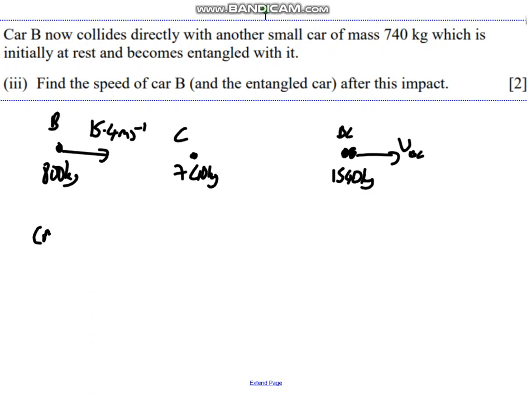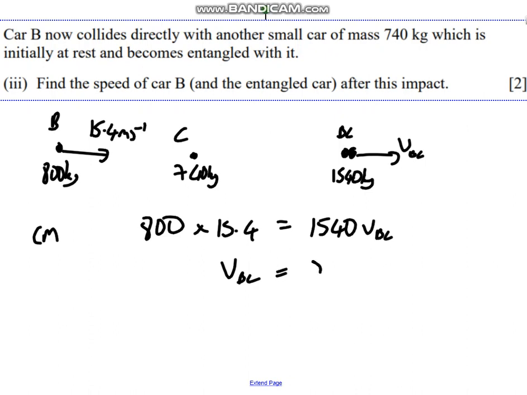Now we just need to look at our conservation of momentum. Beforehand our momentum is just 800 times 15.4, and afterwards our momentum is going to be 1540 times VBC. Just dividing by that will give us that our VBC is equal to 8 meters per second. Okay, so that's all well and good.